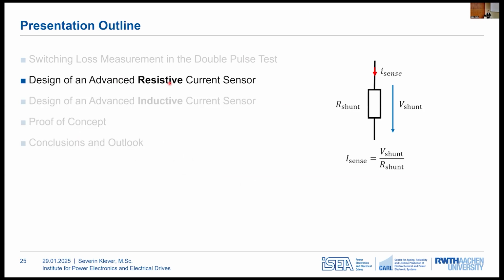Shunt resistors are very easy to understand because in the ideal case, the voltage drop along a resistor is proportional to the current to be measured. In reality, there's a parasitic inductance, which, as we already know, must be minimized because it limits the bandwidth and impacts the switching behavior. And minimizing this inductance is a central objective for all shunt resistors.